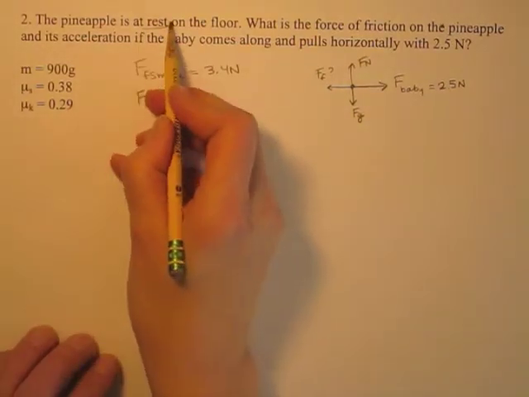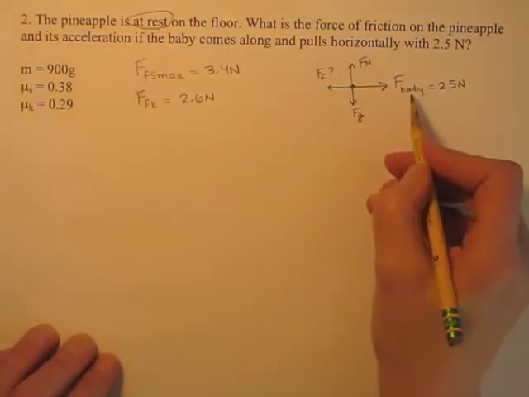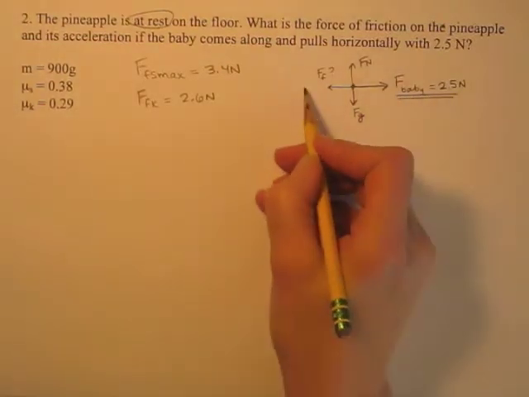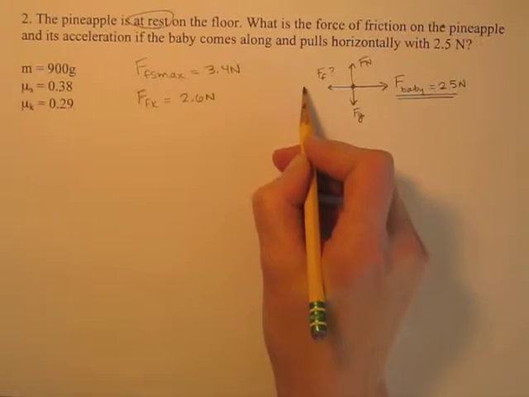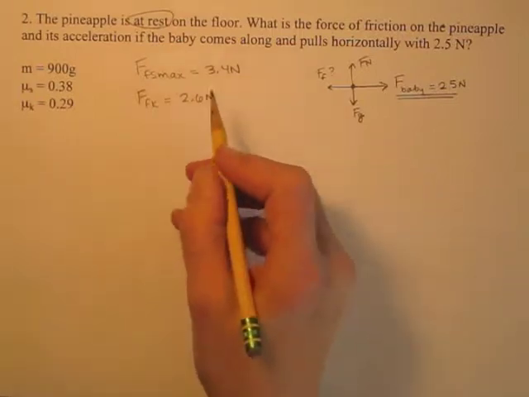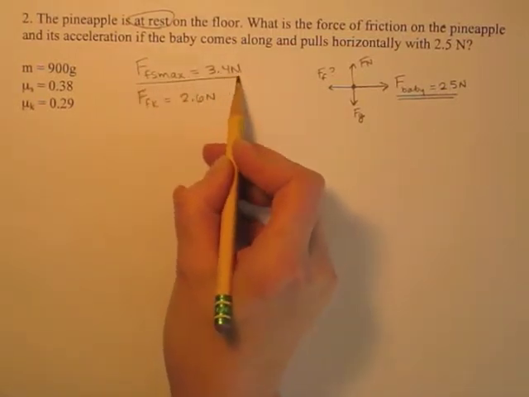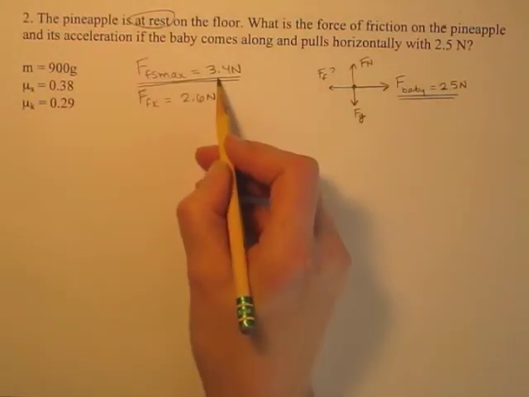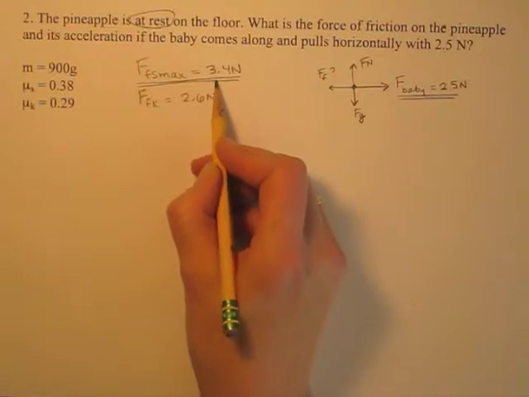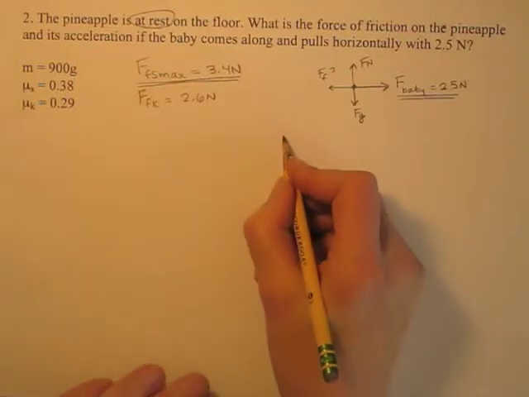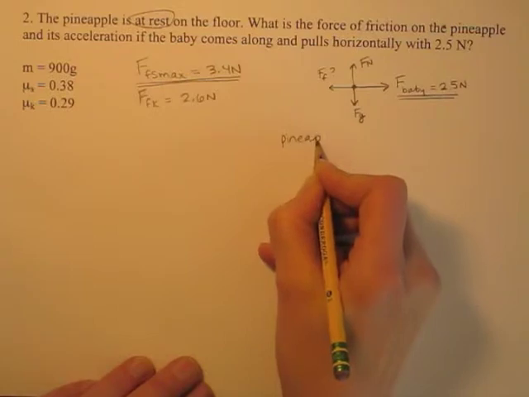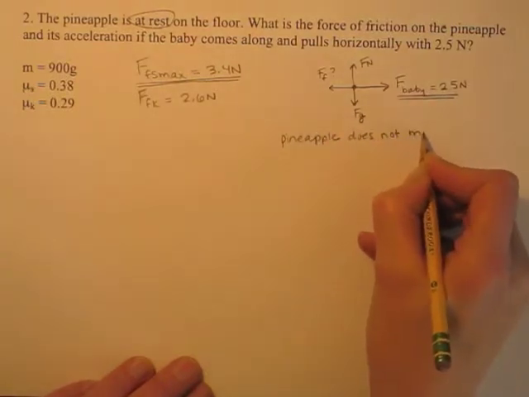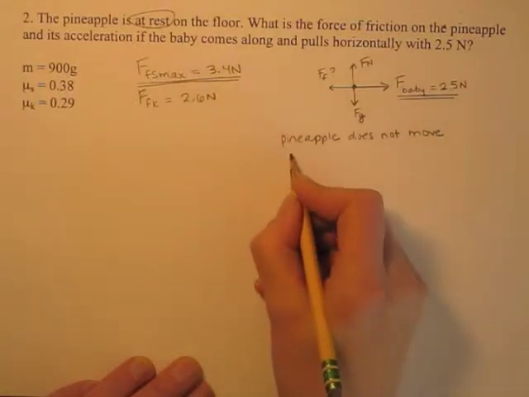Now the pineapple starts at rest. So in order for it to move, the force of the baby would have to be greater than the maximum force of static friction. So let's look, what's the maximum force of static friction? That's 3.4 newtons. So the baby is not pulling harder than what friction can oppose with. So that means that the pineapple is not going to move. Which means that the pineapple is at rest.